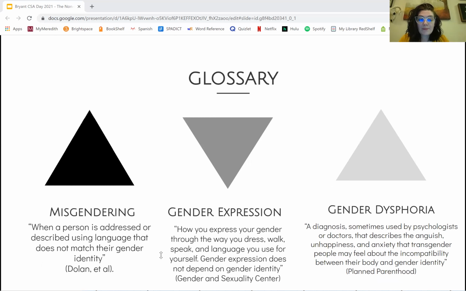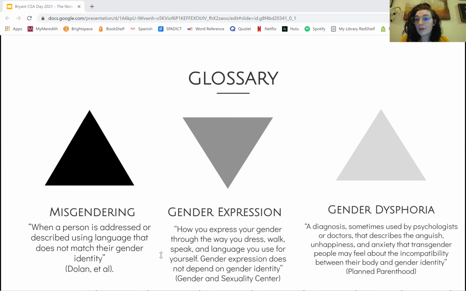Misgendering is when a person is addressed or described using language that does not match their gender identity. Gender expression is how you express your gender through the way that you walk, dress, speak, and language that you use for yourself. Gender expression does not depend on gender identity. And gender dysphoria is a diagnosis sometimes used by psychologists or doctors that describes the anguish, unhappiness, or anxiety that transgender people may feel about the incompatibility between their body and their gender identity.